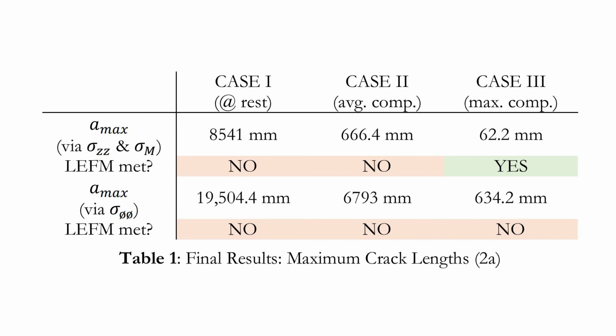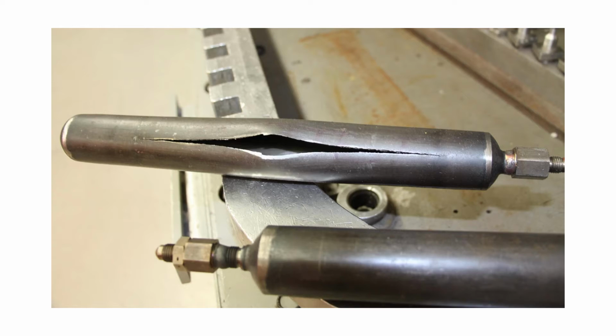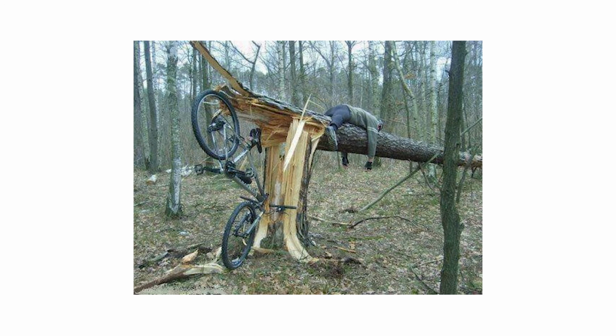The result of a maximum crack length of 62.2 millimeters indicates that failure via crack propagation is highly unlikely, because if a shock has a 6.2 centimeter long crack in it, there's a good chance that the rider is already dead from the crash that caused the crack in the first place.